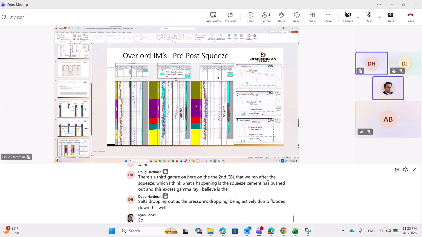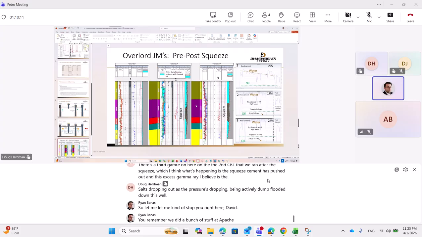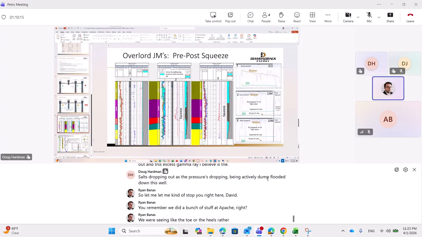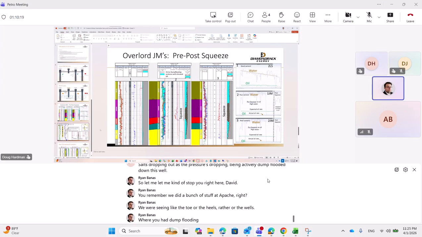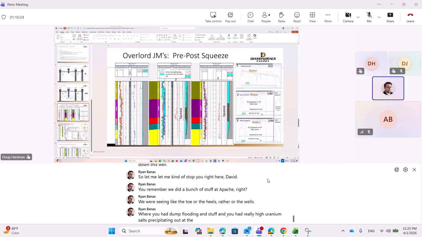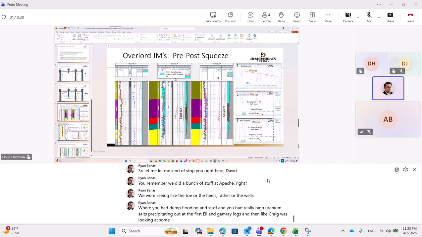So let me stop you right here. David, you remember we did a bunch of stuff at Apache, right? Where we were seeing the toe or the heels rather, of the wells, where you had dump flooding, and you had really high uranium salts precipitating out at the perfs. And we had gamma ray logs, and then Craig was looking at some of that stuff at 1.2, right?